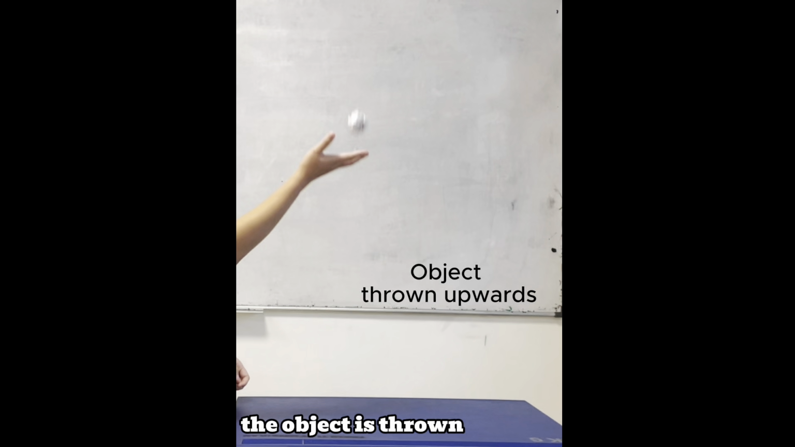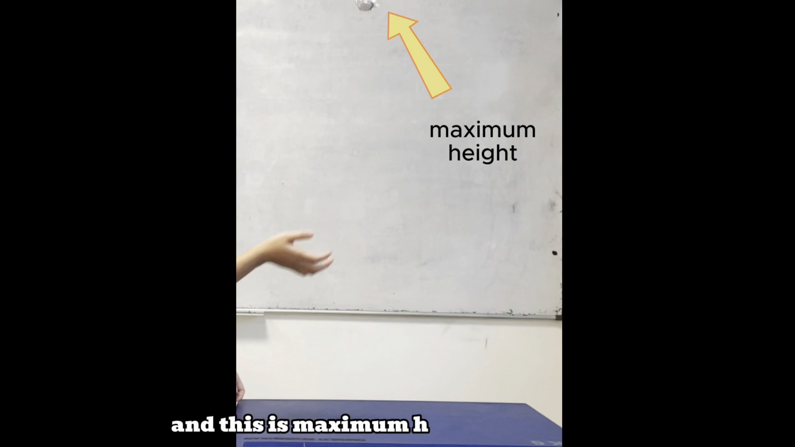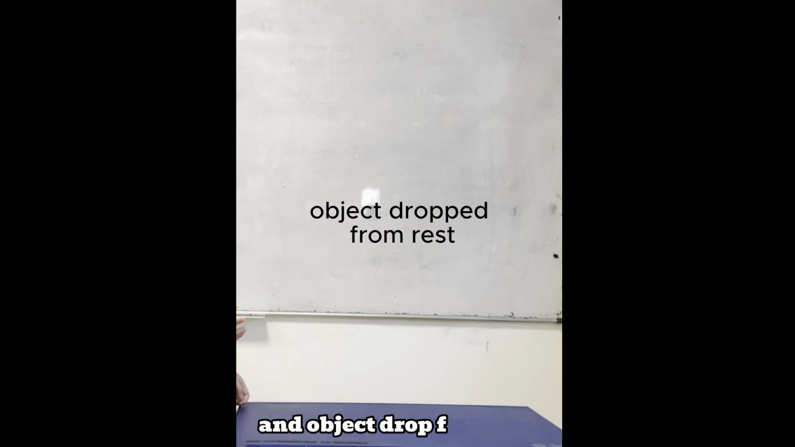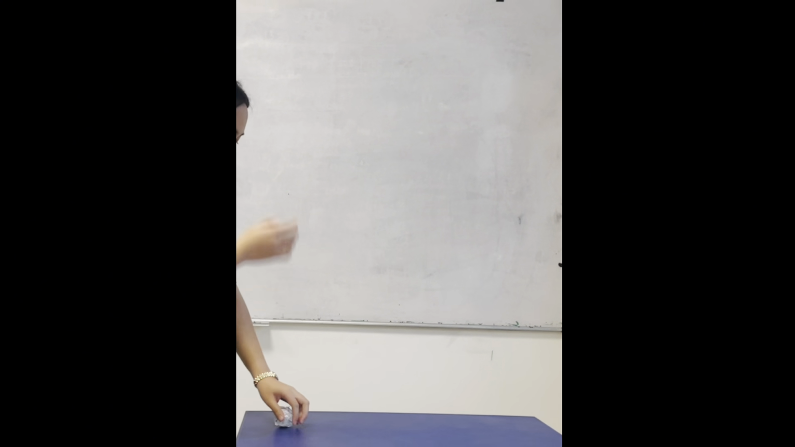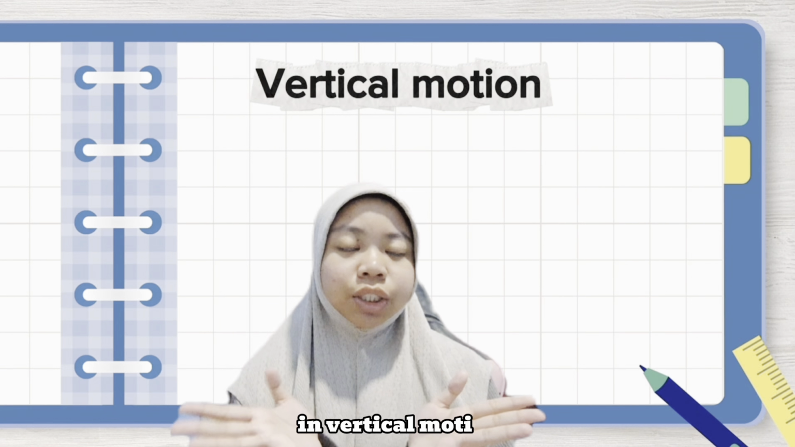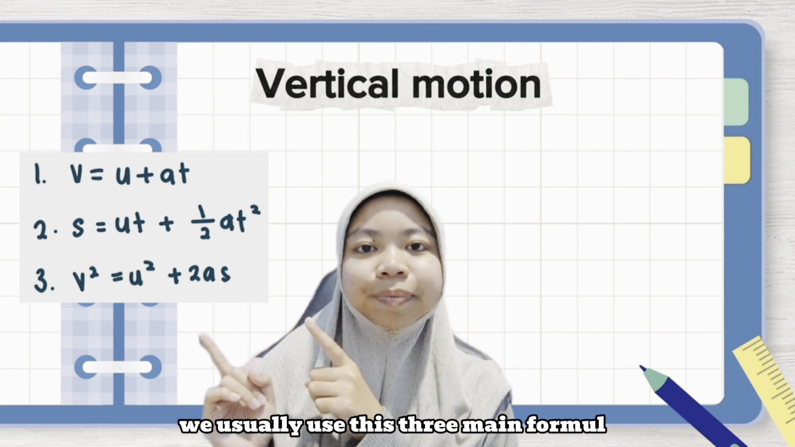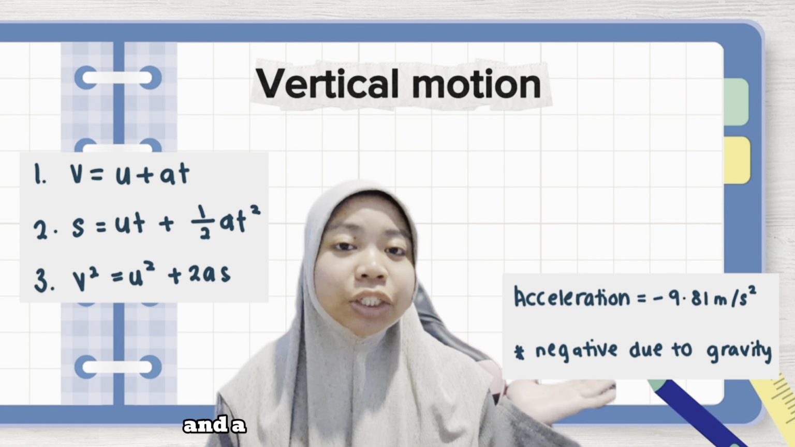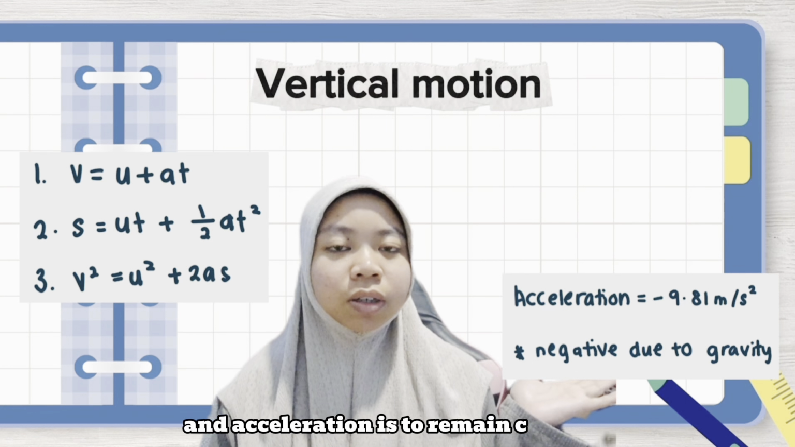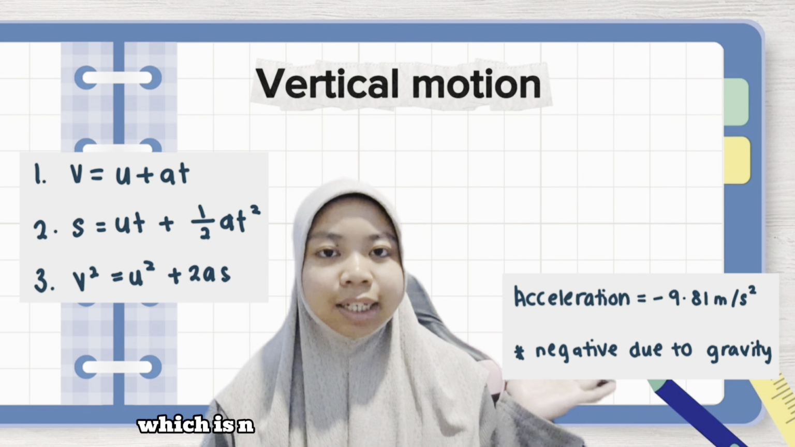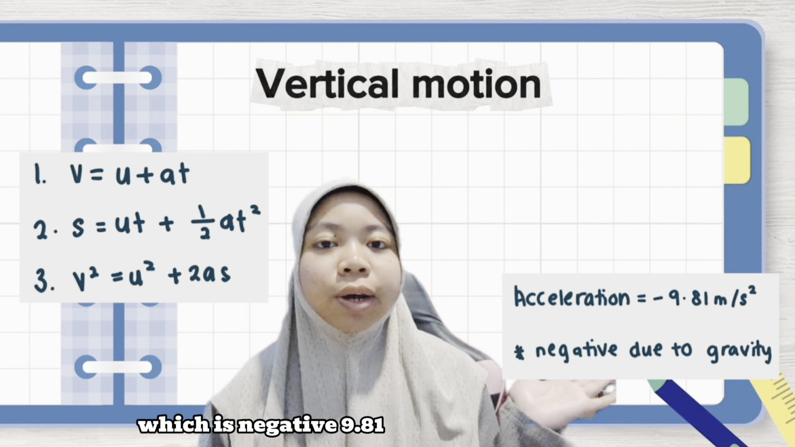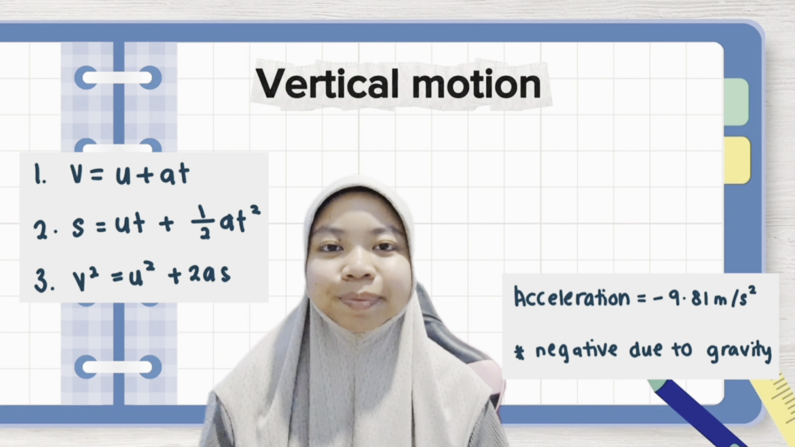The object is thrown upward, and this is the maximum height of the object, and the object drops from rest. In vertical motion, we usually use these three main formulas. And acceleration remains constant, which is -9.81 meters per second squared.